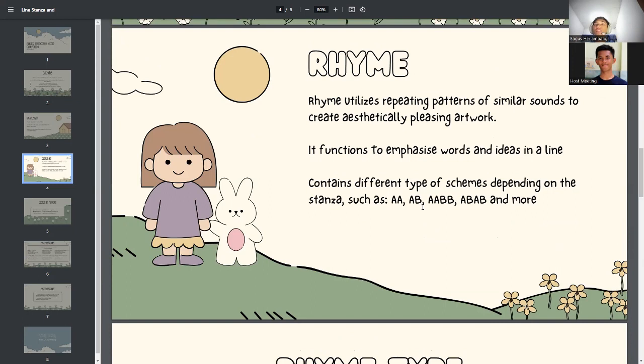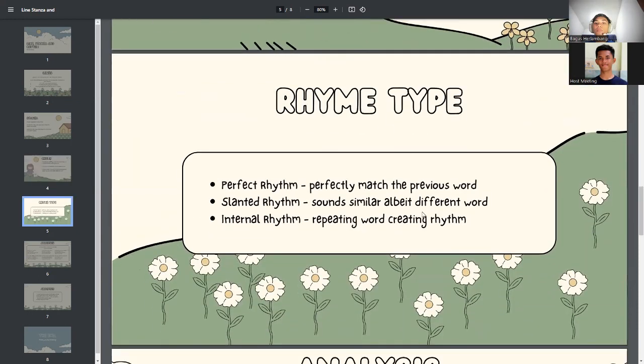Also, one thing to know is that rhyme comes in different schemes, depending on the stanza. If you have one line, it's basically just A. If you have a couplet, it has AA or AB. That's the rhyme scheme. More explanation, if you're confused about what AA and AB mean, will come later in the analysis. The next one is a quatrain, with something like AABB or ABAB, and so on. There are a lot of combinations, like ABCD, to point out words that end the same.